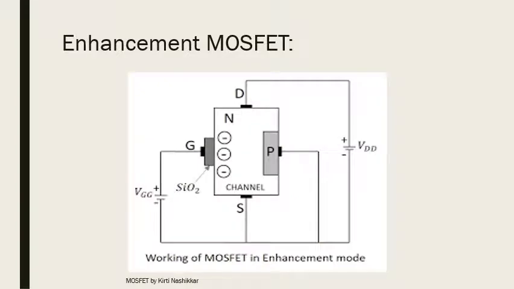So this is the working of enhancement MOSFET. Here clearly it is shown that your VGG or VGS supply, we are giving the positive terminal of that supply to the gate terminal, and the negative terminal is connected to source, and VDS is connected as it is, which we already connected in case of depletion MOSFET also. We are connecting it like this only. The only difference is the polarity of VGS or VGG, which we are altering here in case of enhancement MOSFET. The rest of the circuit is similar.